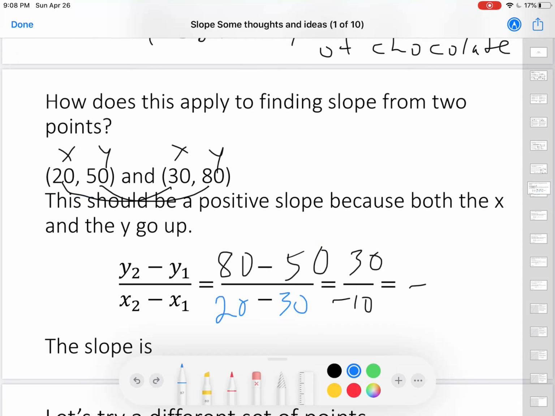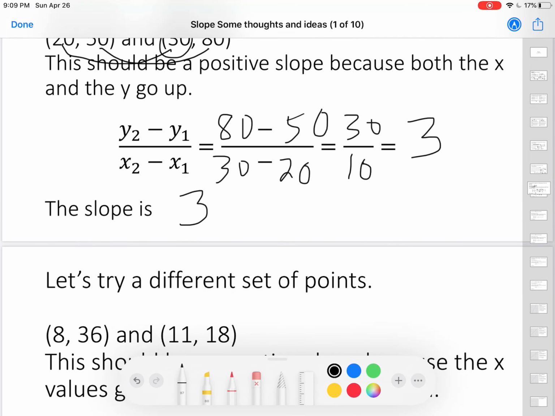Fix it. Undo, undo, undo. Get rid of that. Let's do it right this time. 80. What x value goes with 80? 30. So 30 goes underneath 80. What x value goes with 50? 20. So 20 goes there. 80 minus 50 is 30. 30 minus 20 is 10. 30 divided by 10 is 3.